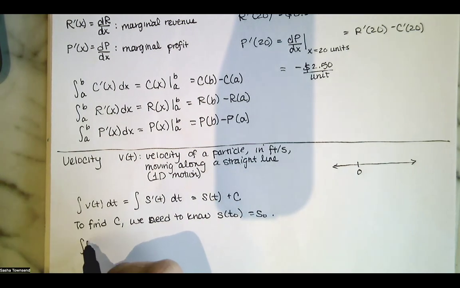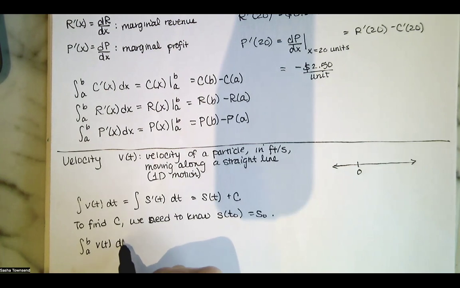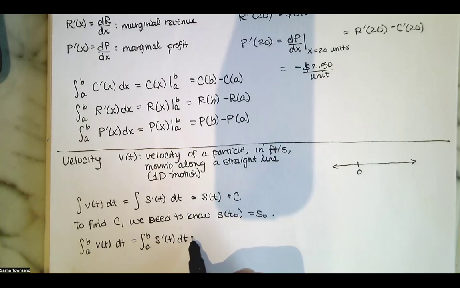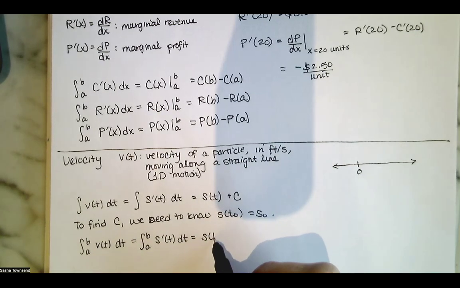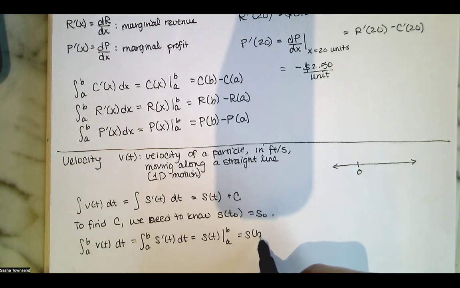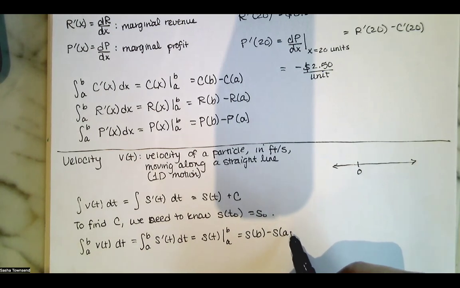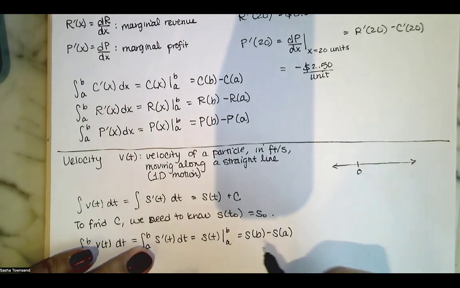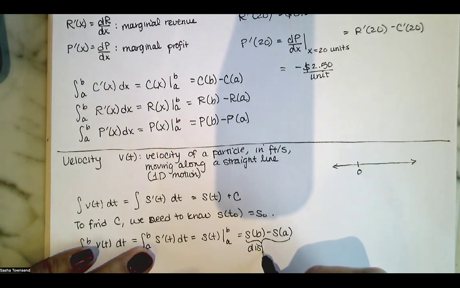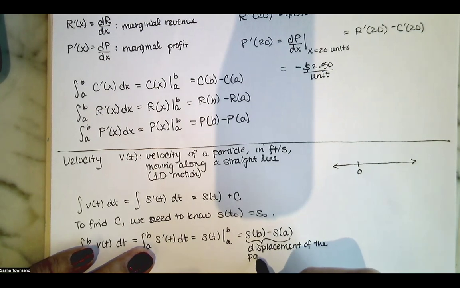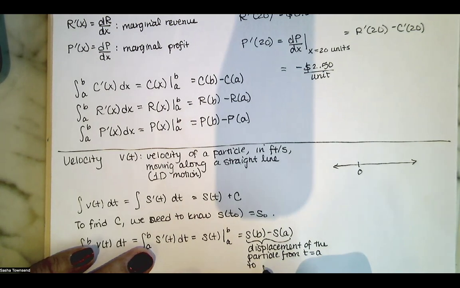And you might say, okay, well then what does the integral from a to b of v of t represent? Well, that's the integral from a to b of s prime of t. First, we take the antiderivative. We just need one of them. We'll call that s of t. Then we'll substitute t equals a and t equals b. So this is the position at time t equals b minus the position at time t equals a. This is called the displacement of the particle from t equals a to t equals b.